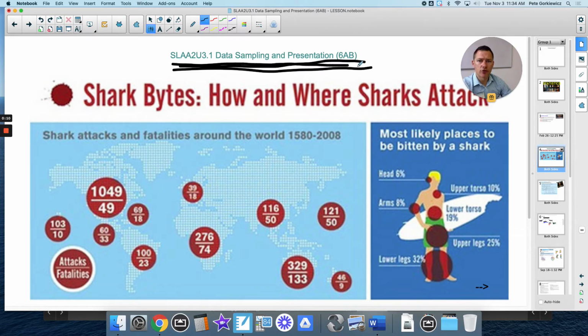And so at the top of your notes, you can put 3.1 data sampling and representation. It's out of chapter 6, sections A and B from the textbook.